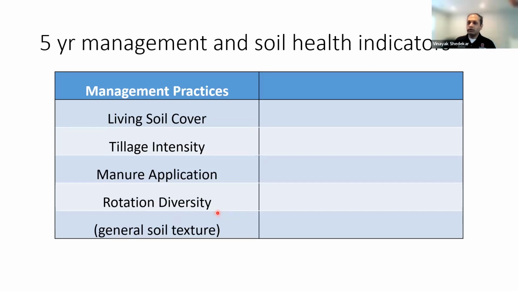So what the soil group has done here with the ARS is really focus on the last 5 years of management and then how that relates to soil health indicators. And by management, the definition here is what kind of soil cover was there in the non-growing season, the tillage intensity, manure application, rotation and diversity, and then general soil texture.